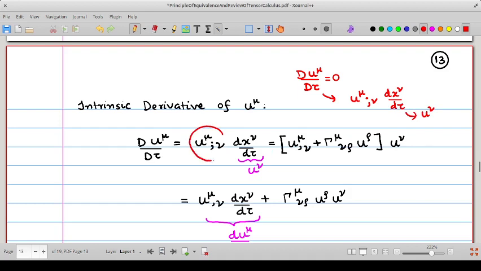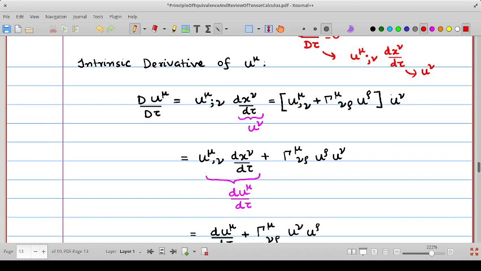And from the definition of the covariant derivative, we have this quantity equal to u^μ_{,ν}, the ordinary derivative with respect to x^ν, plus Γ^μ_{νρ} u^ρ. But now we have this quantity u^ν multiplying that. Expanding this, we have the first term, which is u^μ_{,ν} times u^ν, but u^ν can be written as dx^ν/dτ plus Γ^μ_{νρ} u^ρ u^ν.